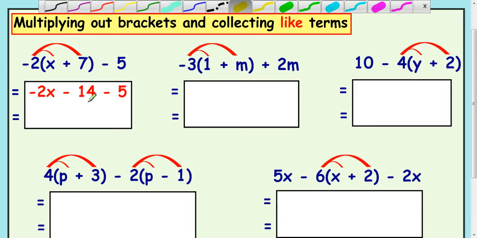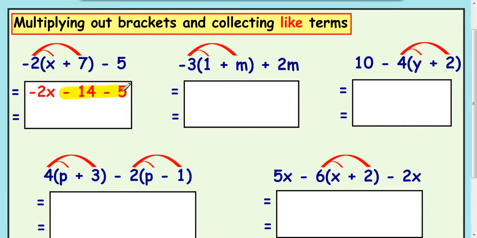We then look to collect terms that are the same. So you can see we've got numbers here, so we can collect them up. So really we've got negative 2x, take away 14, take away 5. That's really negative 19, or subtract 19.